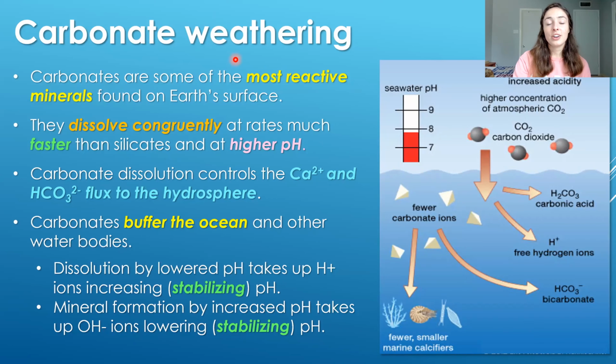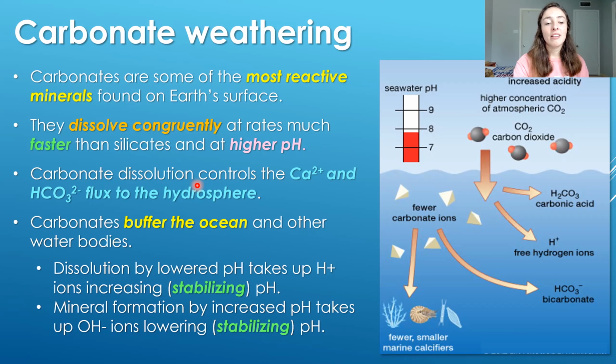So carbonate weathering occurs much more easily than silicate weathering does because carbonates are much more reactive and they dissolve congruently, so all at once at the same rate rather than different ions in their structure at different rates. And so they dissolve congruently and at much faster rates and higher pH values than silicates. And carbonate dissolution is really important because not only does it control the flux of calcium ions as well as bicarbonate ions to the hydrosphere, but it also acts as a pH buffer in the ocean and other water bodies.